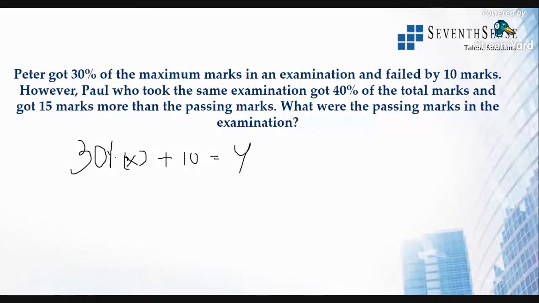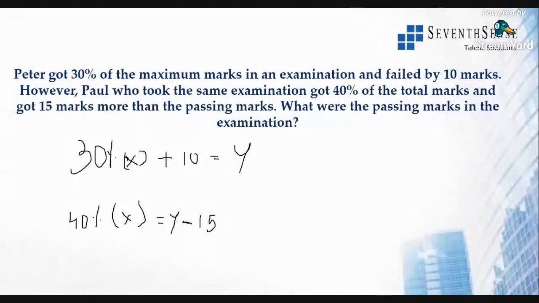All right. So Peter, who got 30% of maximum marks, which is X, failed by 10 marks. That is plus 10 gives me passing marks, right? So Paul, who got 40% of the total marks, got 15 marks more than the passing marks. So what will be the Y here? That is the passing marks. But we do not even know the total marks as well, right? So we have to find out the passing marks and the total marks as well.